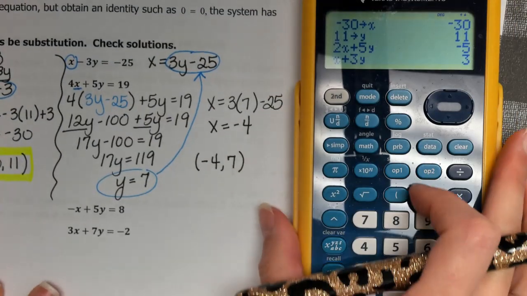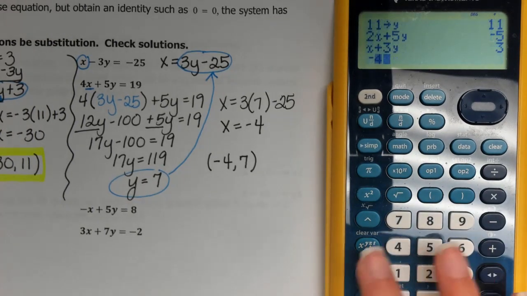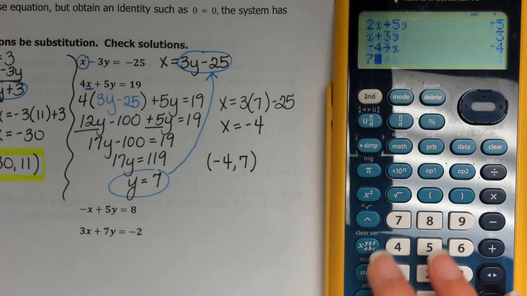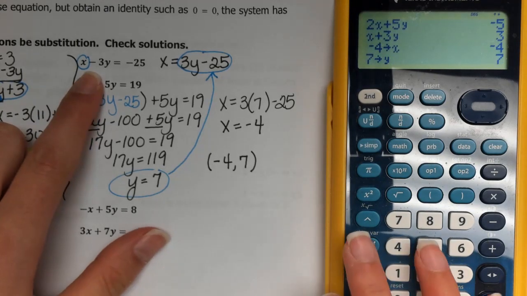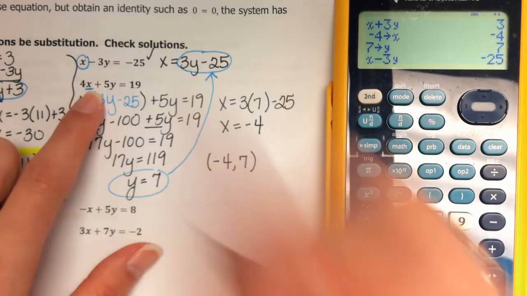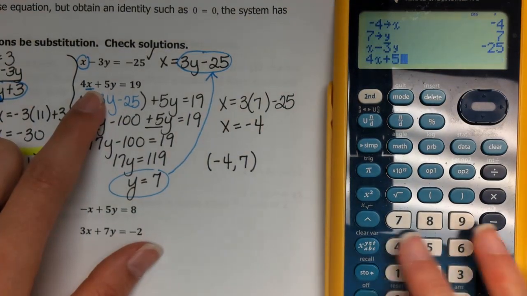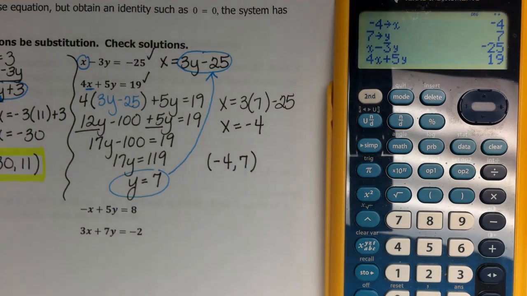And then we plug it in our calculator and check to make sure it's correct. So negative 4 store for x, 7 store for y. And you're going to type your x minus 3y, which is negative 25. And then 4x plus 5y, which is 19. So I know I got it right.